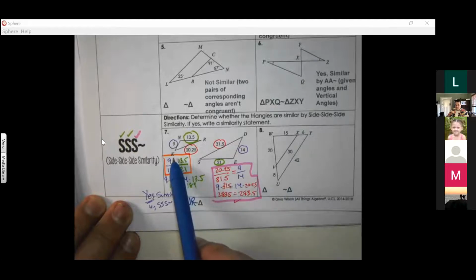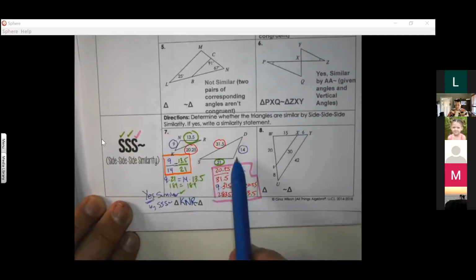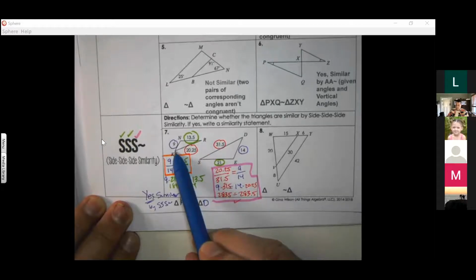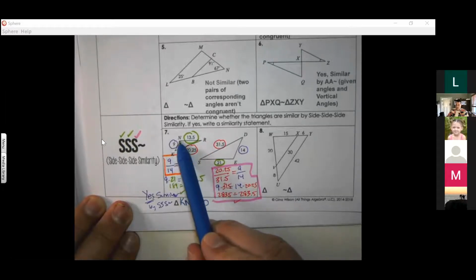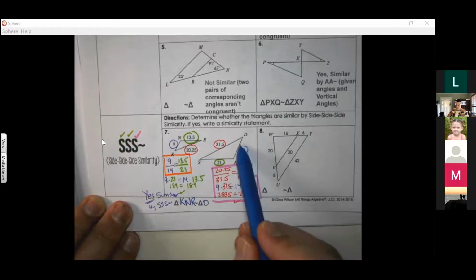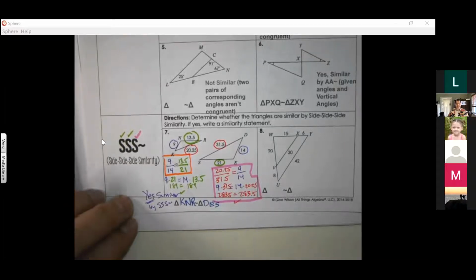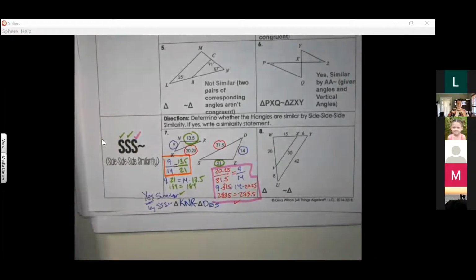K is the angle in the corner of purple and red. So here's my purple, here's my red. D is the one that matches to that. Then I traveled from K to N. So I traveled along the purple side. So from D, I'm going to travel along the 14 to get to E, leaving S as the final side. That's my completed demonstration that they are similar by side, side, side similarity.